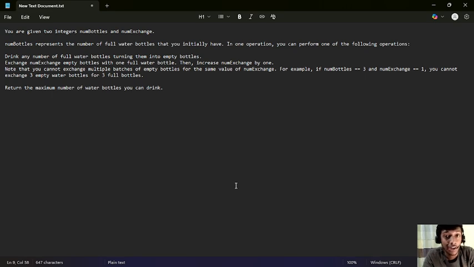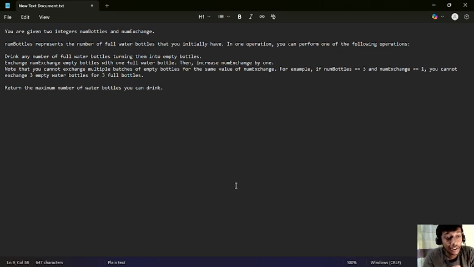Let's see how this empty water bottle helps. Exchange num exchange empty bottles with one full water bottle. So there's another variable called num exchange. Let's suppose the num exchange is 2, then after drinking up the water bottles, for two empty water bottles, we can get one full water bottle. Then increase num exchange by 1. In the next operation, you can't use the same num exchange.